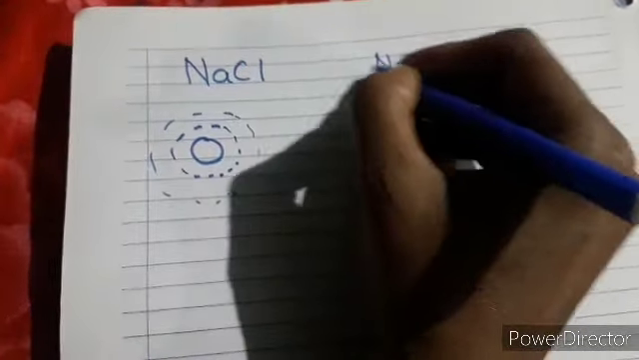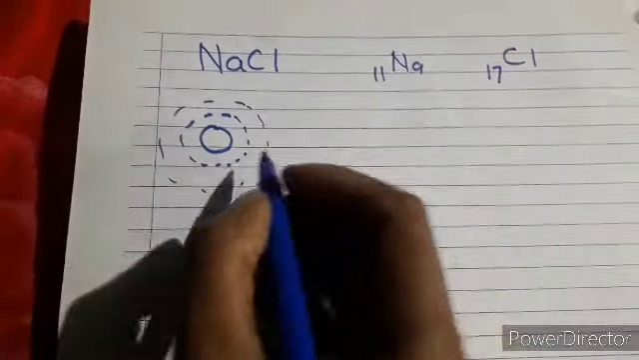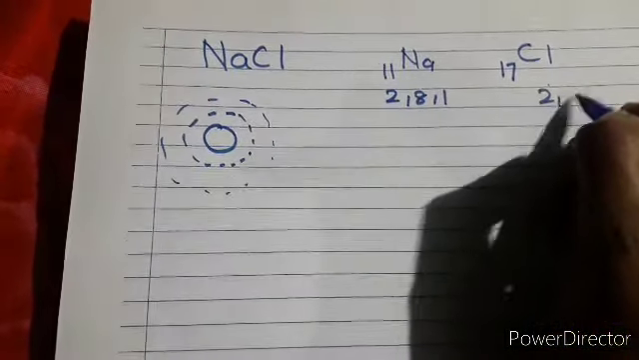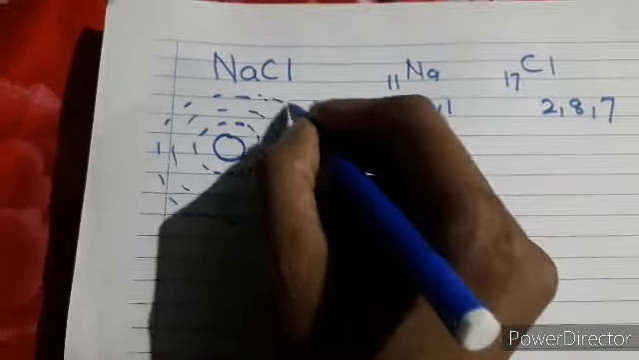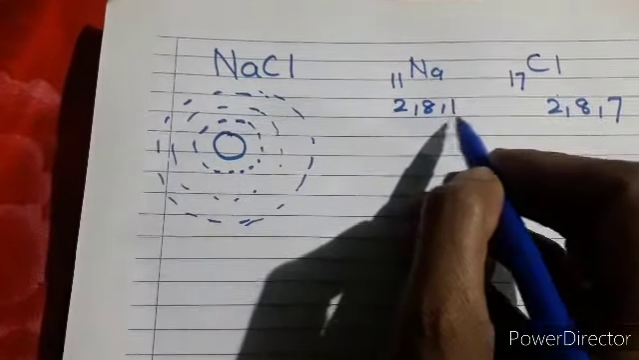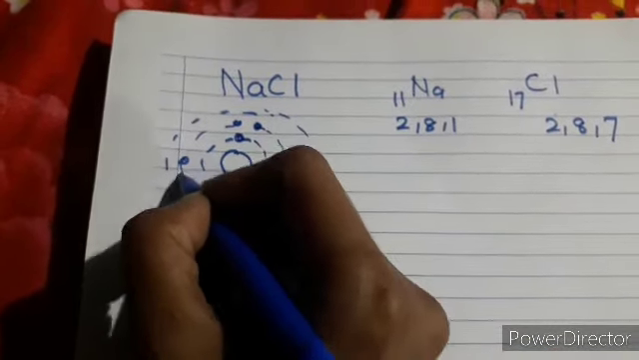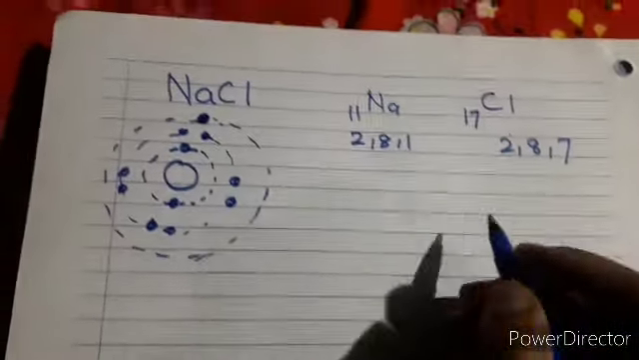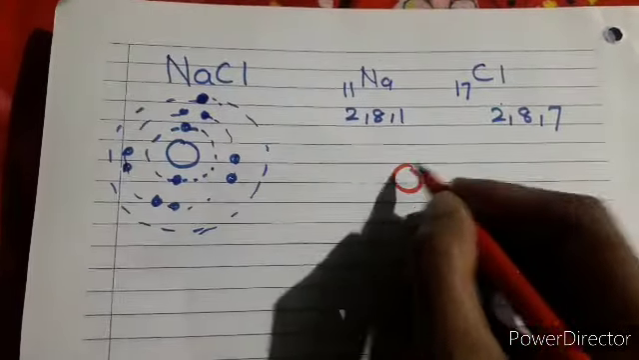You know that the atomic number of sodium is 11 and for Cl is 17. So we know how to calculate the electronic configuration: 2, 8, 1 over here, and 2, 8, 7 over here. I was making the structure of the atom for sodium first, and it's 2, 8, 1. Right, now I have to make the structure for the Cl, and Cl also we can make. Now Cl I am making over here.